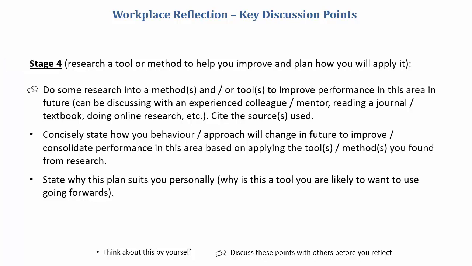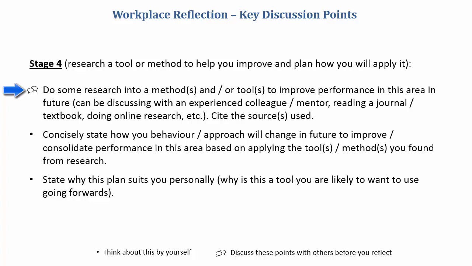So the first thing you're going to do is some basic research into a method or a tool that can help you improve performance. And this is something where you need to go and discuss this with other people or get some external input. So you need to research a new tool or method, something you don't already know. And you're going to find this through a bit of research, which might be discussing things with an experienced colleague or mentor to find out how they handle this type of situation. It might be reading a journal or a textbook of some sort, or it might be doing some online research, making sure that you're using a reasonably authoritative website.